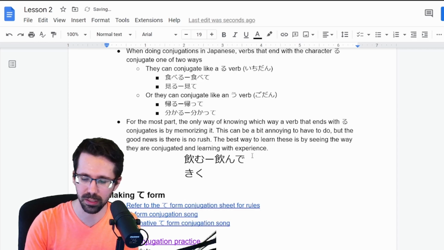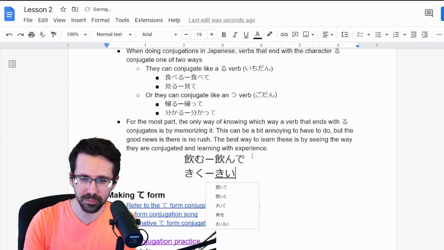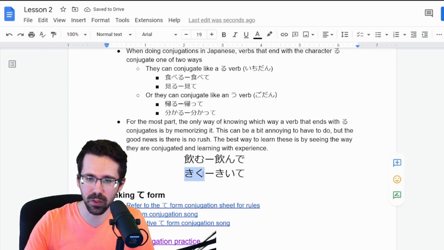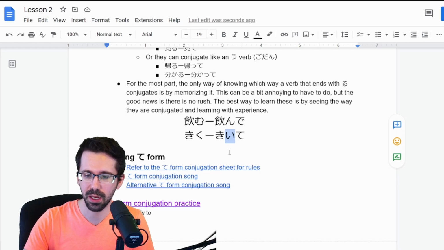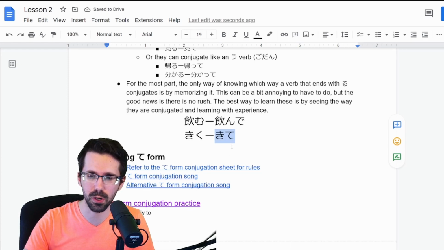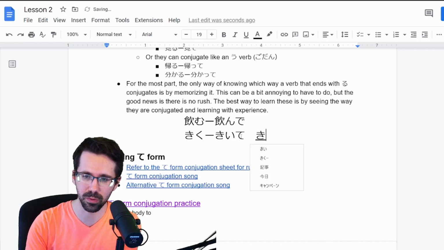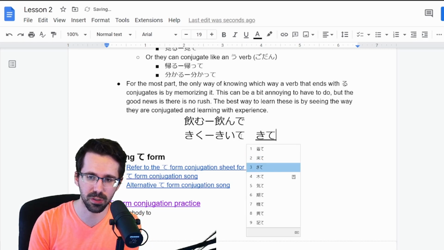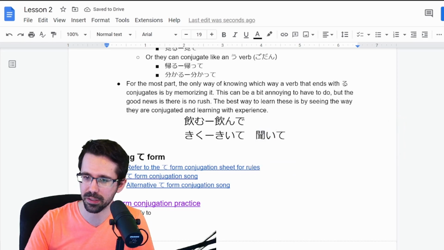Again, kiku looks like that, and we take off that ku, add an extra i, and then put on te. So kiku becomes kiite, and this extra i is very important. If you were to forget it and just put on the te, now it's kite, which is a different word. So this extra i is very important. You should be able to hear it in pronunciation. It should be kiite instead of kite. But also when typing it, if you forgot that extra i, it would go to the wrong kanji. We need to add in that extra i to go to our correct kanji in that case.